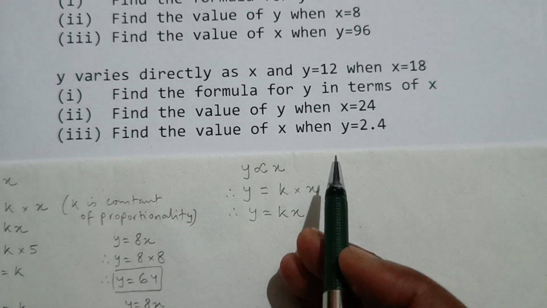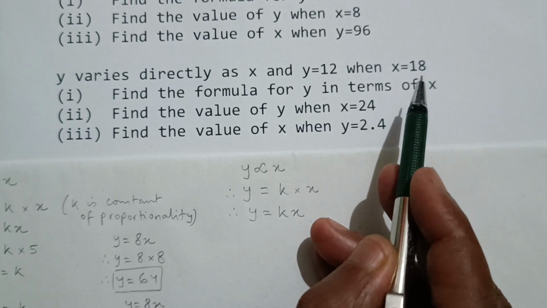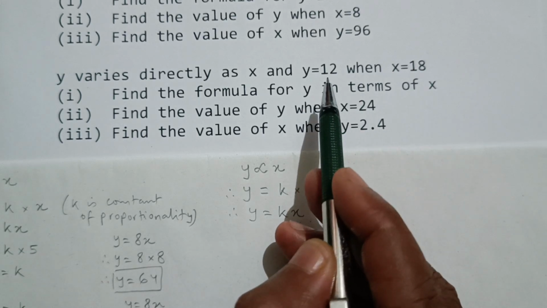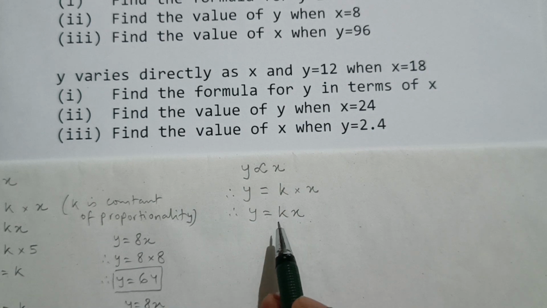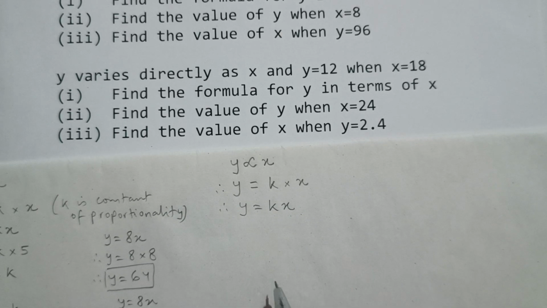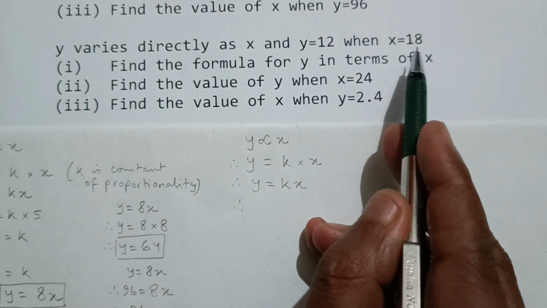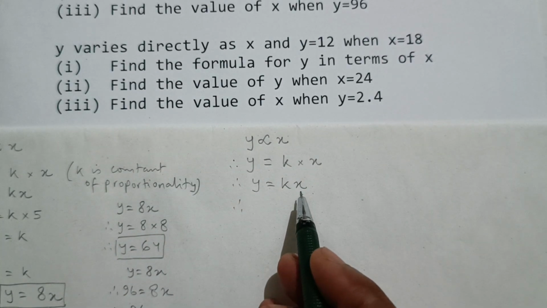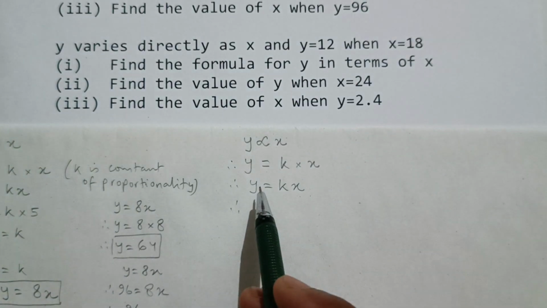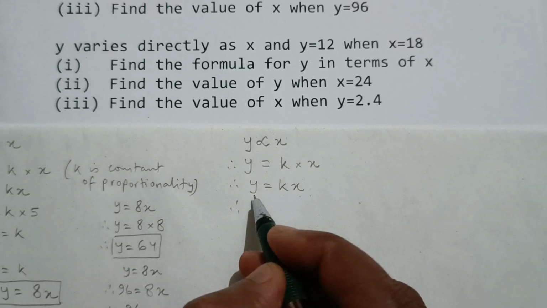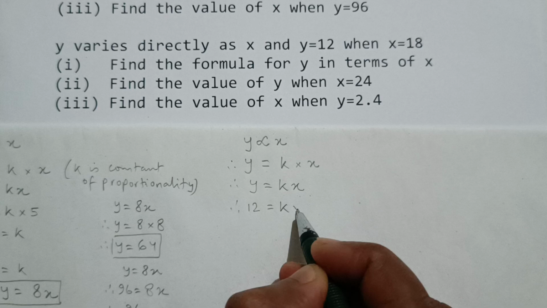Now we know that y equals 12 when x equals 18. So when the value of x is 18, the value of y is 12. I will substitute those values in this equation and find the value of k. When x is equal to 18, the value of y is 12. So instead of y, I will write its value, which is 12, equals k multiplied by x.